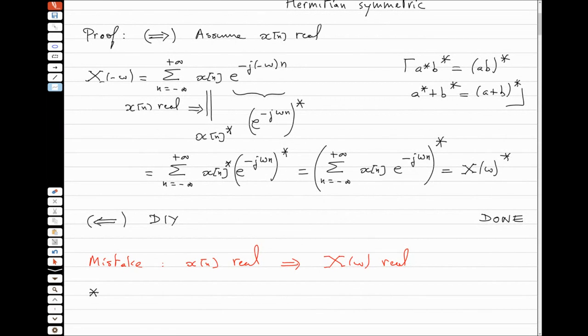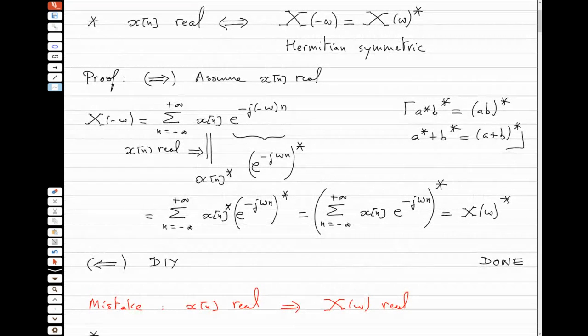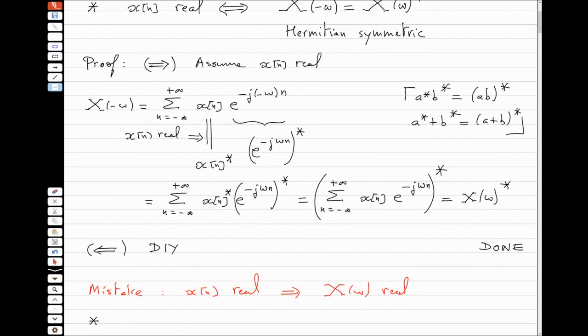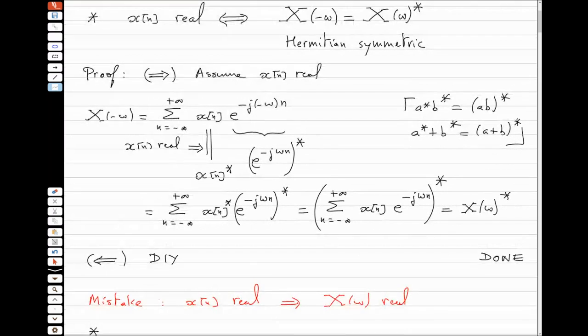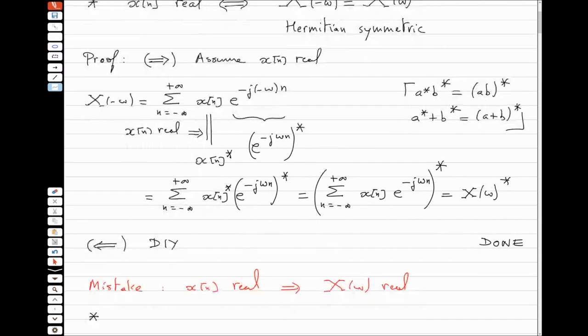You remember I mentioned to you that Fourier transform has the property of duality, which means that the inverse Fourier transform is similar to the Fourier transform. So suppose that we assume, instead of assuming x of n real, that in the Fourier domain X of omega is real. Then it's easy to expect that x of minus n is x of n conjugate.